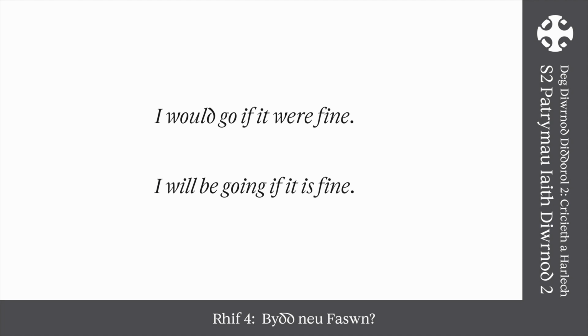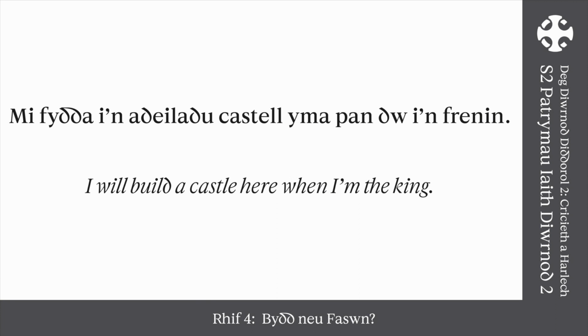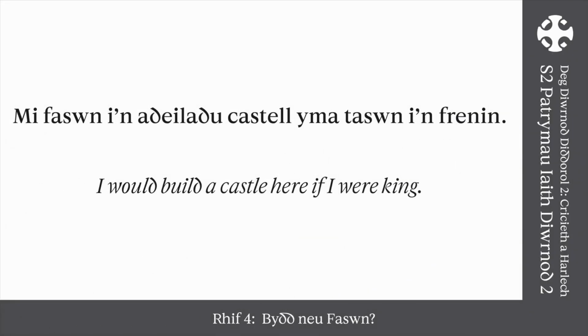Look at the examples. Mi fydda i'n adeiladu castell yma pan dwi'n frenin. I will build a castle here when I'm the king. This says that the castle being built is a definite future event for this future king. Mi faswn i'n adeiladu castell yma taswn i'n frenin. I would build a castle here if I were king. This is a hope of building a castle based on a possibility that this person might become king at some point.